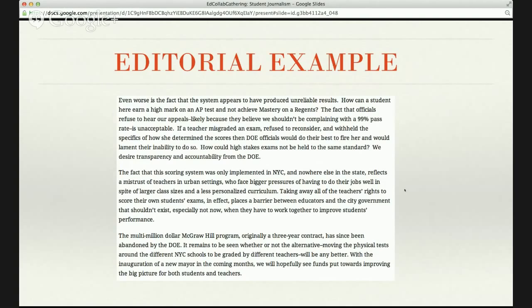So we wrote this article on what happened, and nobody cared. They told us, stop complaining. If you got a 75, at least you passed. So our students wrote this editorial.